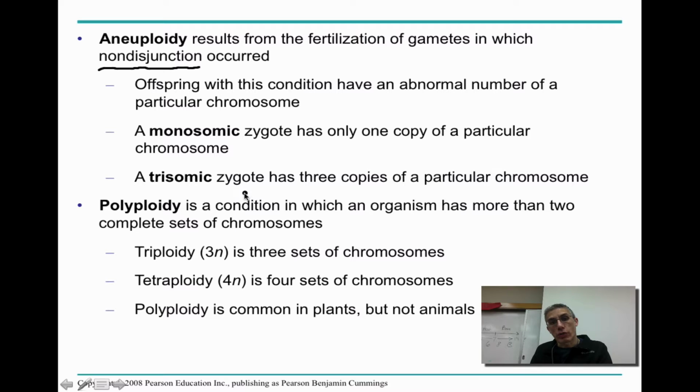Another example would be a trisomic zygote, and this is going to be one that actually has three copies of a particular chromosome. We also have a situation where instead of aneuploidy, you have something called polyploidy, and this is going to be a condition where the organism has more than two complete sets of chromosomes. Triploidy, represented by 3N, is 3 sets. Tetraploidy is going to be 4 sets. And actually, polyploidy isn't necessarily a bad thing, but it is more common in plants than it would be in animals.